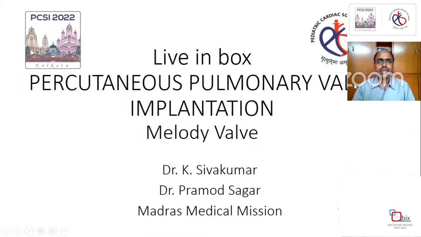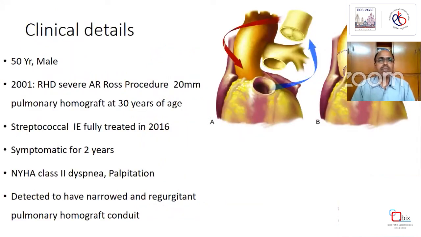We are happy to present a live in the box percutaneous pulmonary valve implantation using the Melody valve. It's a 50-year-old male who was diagnosed to have rheumatic severe aortic regurgitation, who underwent a Ross procedure close to 20 years ago using a 20 millimeter pulmonary homograft.